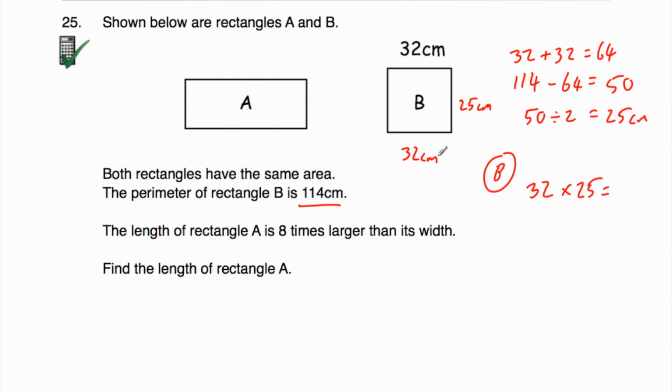And it's a calculator question. So 32 times 25 is equal to 800. So that means centimeters squared. So that means the area of this rectangle is 800 centimeters squared.